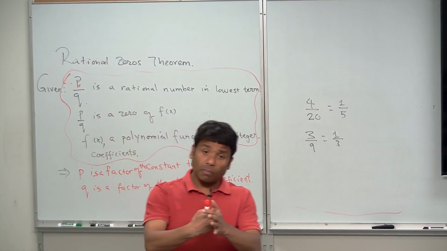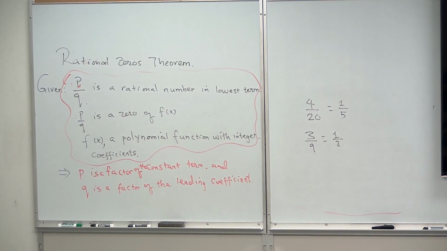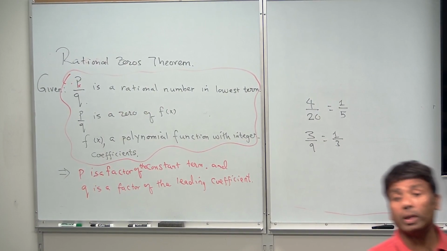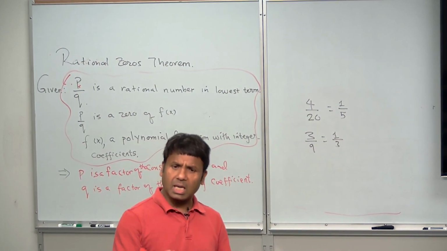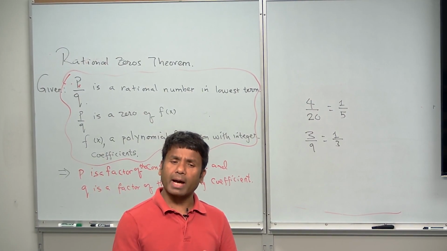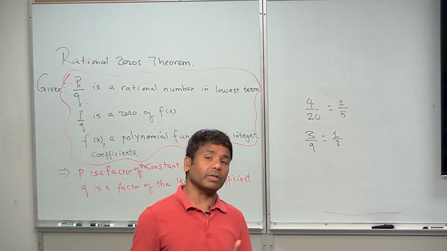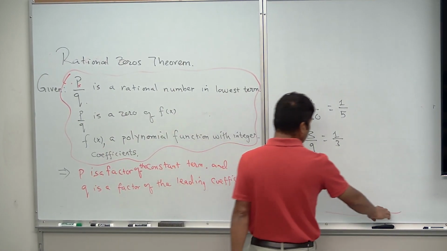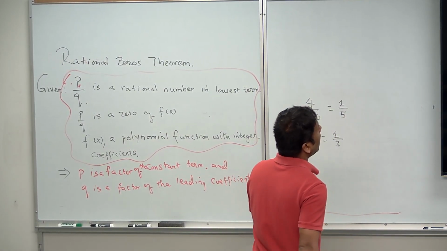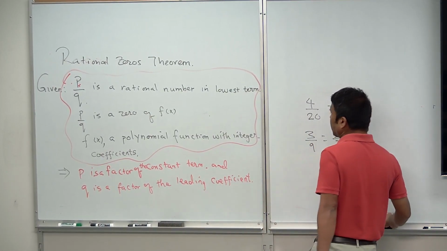You have a P over Q in lowest terms, and P over Q is a zero of a polynomial function f(x) with integer coefficients. Then P is a factor of the constant term, and Q is a factor of the leading coefficient. So this is the rational zeros theorem. So now, look here. We want to use the rational zeros theorem here, okay?